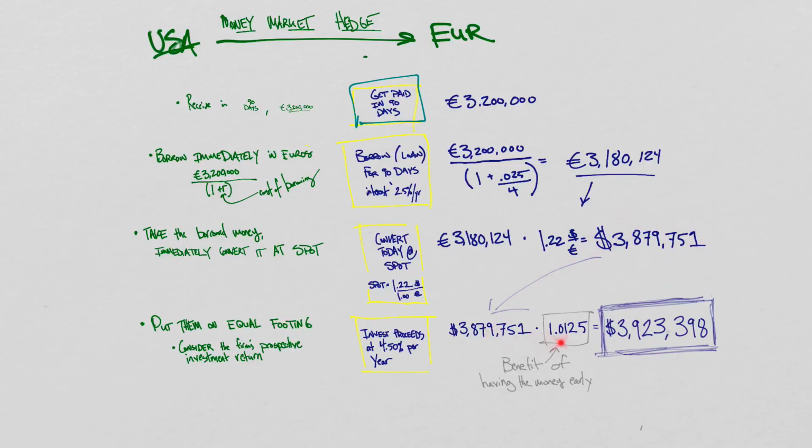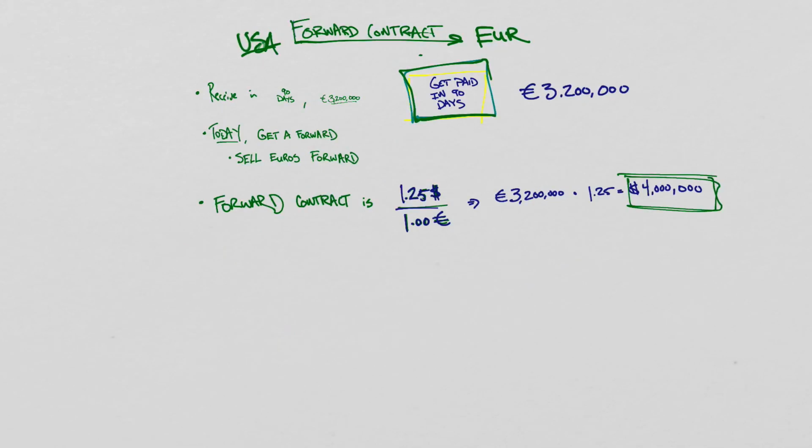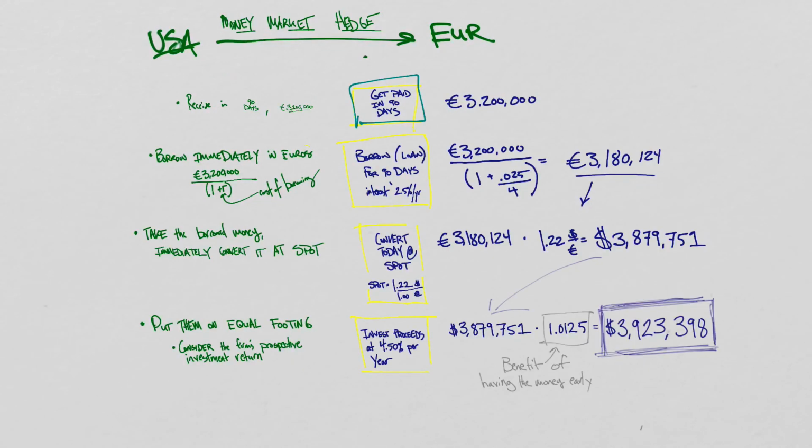And that amounted to a net benefit, or net proceeds for the money market hedge, considering the fact that we received the money early, of $3.923 million. So in this case, we're better off going with the forward contract. In fact, if we subtract this amount from the $4 million, we can compare the exact difference between these two hedges. And in doing so, we see that if we take the forward hedge instead of the money market, we're about $76,000 better off.